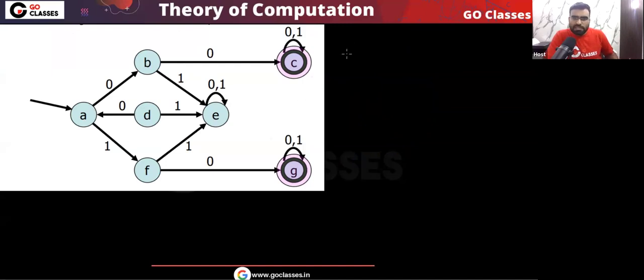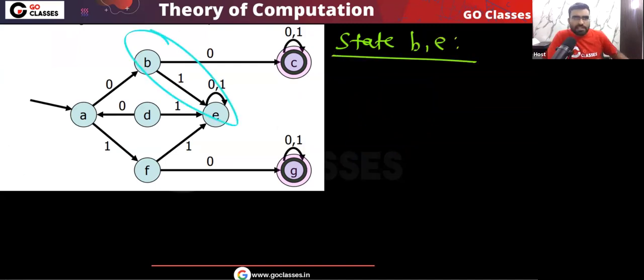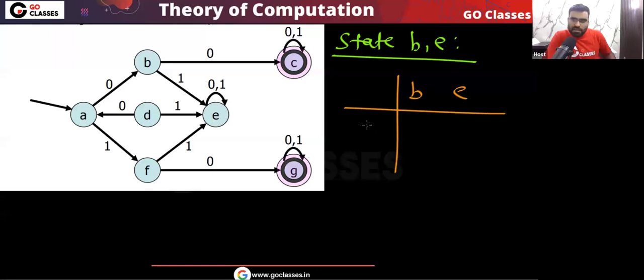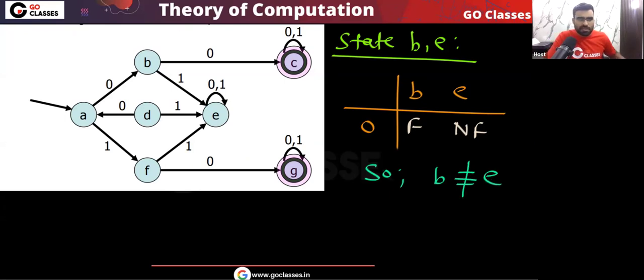Now, what about the state B comma E? These two states, they are non-final states. Are they equivalent or are they not equivalent? You can easily see they are not equivalent. They are distinguishable by string 0. This is your state B, this is your state E. On this string 0, state B is going to final, state E is going to non-final. So they are not equivalent. Is this clear?